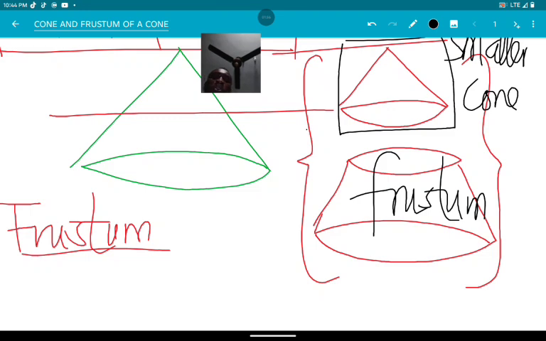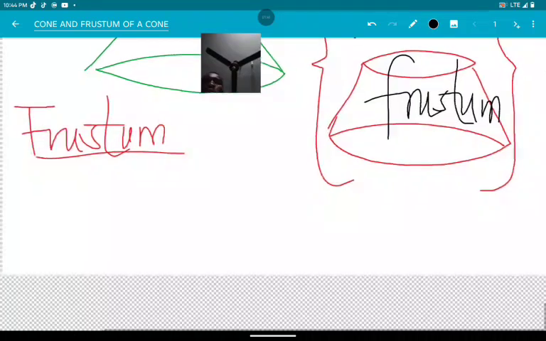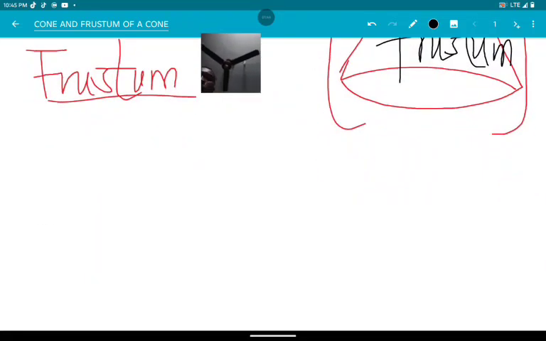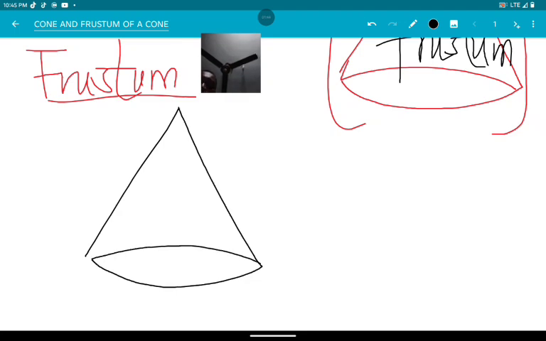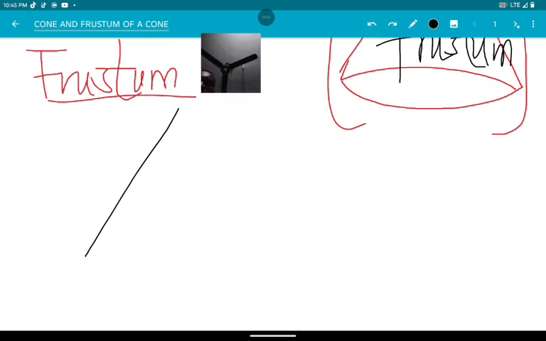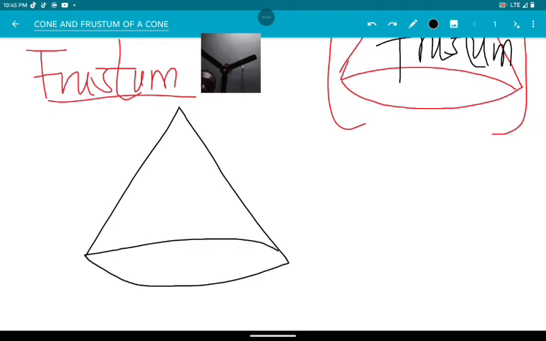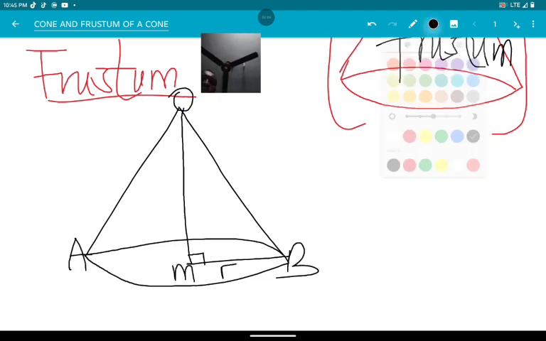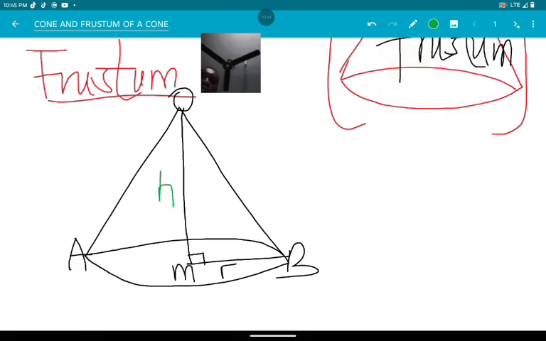We want to establish some concepts and exam patterns, so I would like you to pay attention. Let's take the diagram again. Before I cut the cone, I have something like this. This is the vertical height of the cone, this is the radius of the cone. This is O, A, B, and this is M. In the last class, we established that this is the height of the cone, this is the slant height, and here is the radius of the cone.